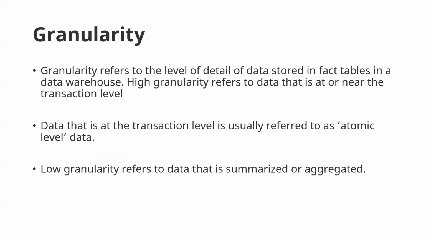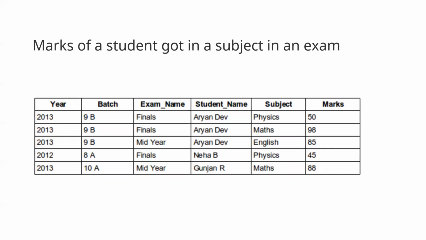Moving on to the next topic, granularity. Grain we have covered. What is granularity? Granularity is quite dependent on grain. As I was telling you, if we incorporate more subject areas or more columns in the fact table, the data has more detail. In the previous example, if we eliminate subject, then for Aryan there should be one row, for Neha one row, and for Gunjan one row, because we are eliminating the subject.